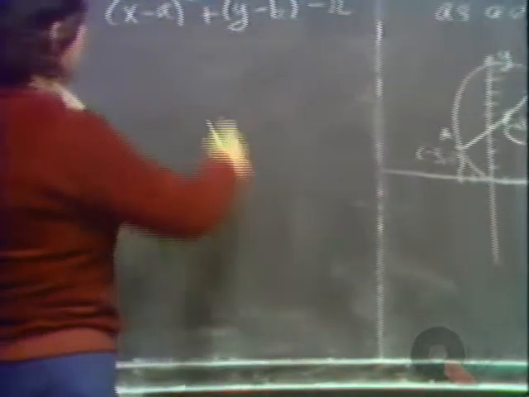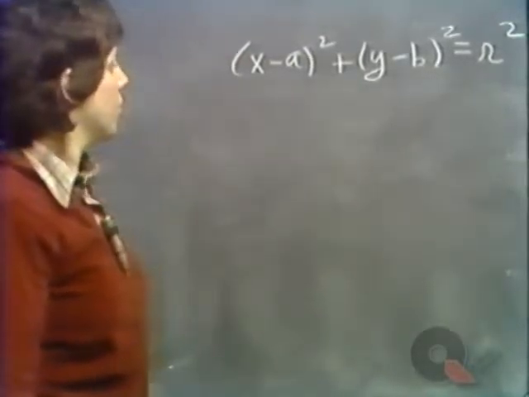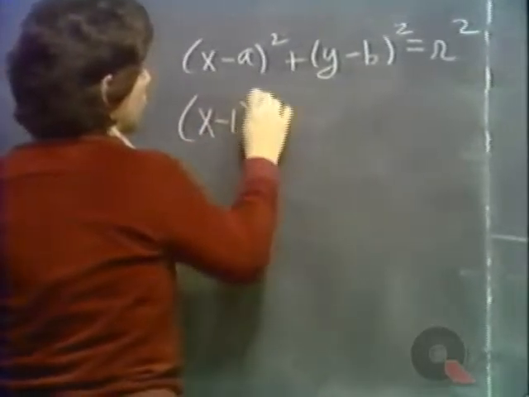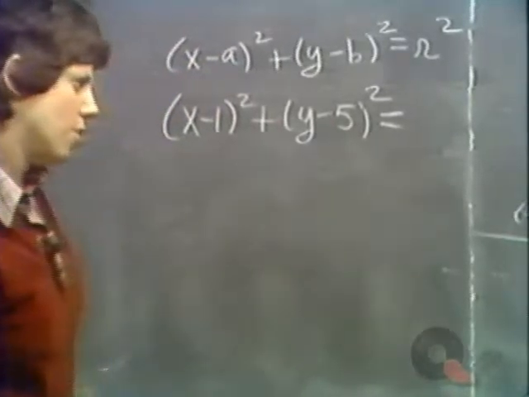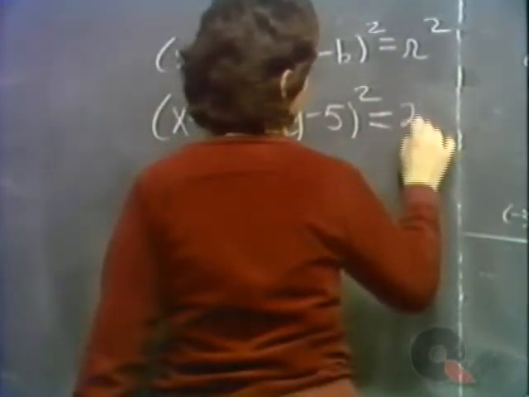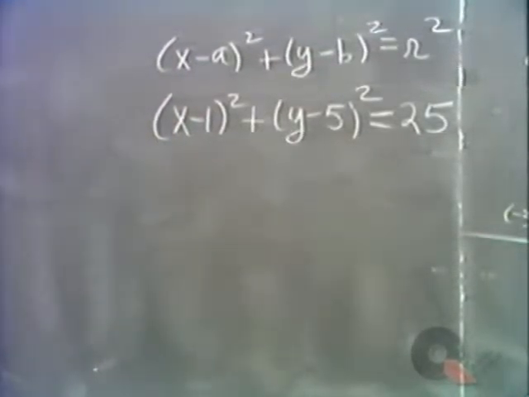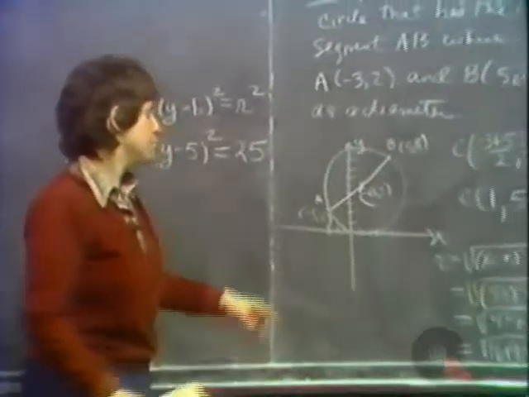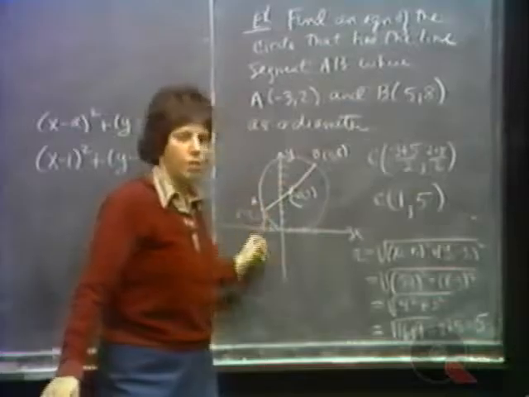The equation of a circle, if you know the center and the radius, is (x - a)² + (y - b)² = r², where (a, b) are the coordinates of the center and r is the radius. So here we have (x - 1)² + (y - 5)² = 5², or 25. We found the equation of a circle. Once again, we had to find the center and the radius first. We weren't given them, but we had enough information so that we could find them. The center was the midpoint of the diameter. The radius is the distance from the center to either of the endpoints.